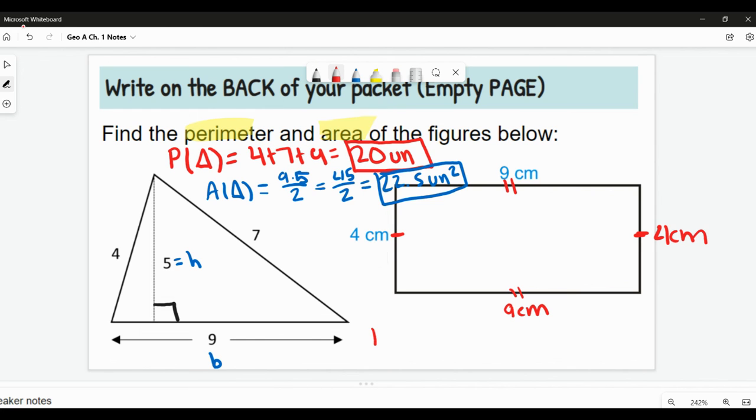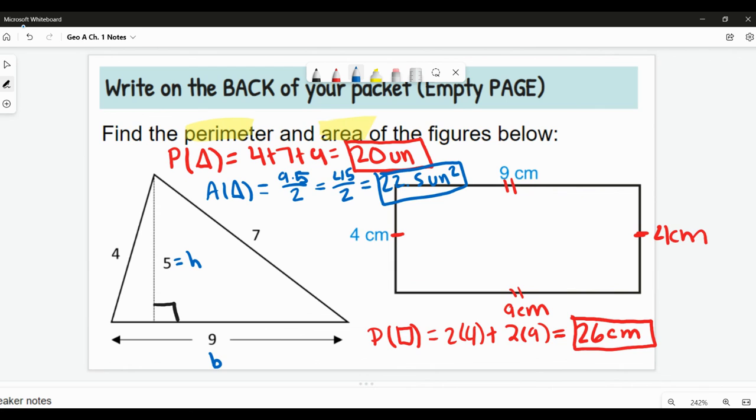So using my perimeter formula, I could add all of those up. I could do 4 plus 4 plus 9 plus 9. Or I can do a little bit of a shortcut. I have 2 4s, so 2 times 4, and 2 9s, which will give me 2 times 9. Well, 2 times 4 is 8, 2 times 9 is 18, and 18 plus 8 is equal to 26. They did give us a unit here, so I'm going to have to call that 26 centimeters.